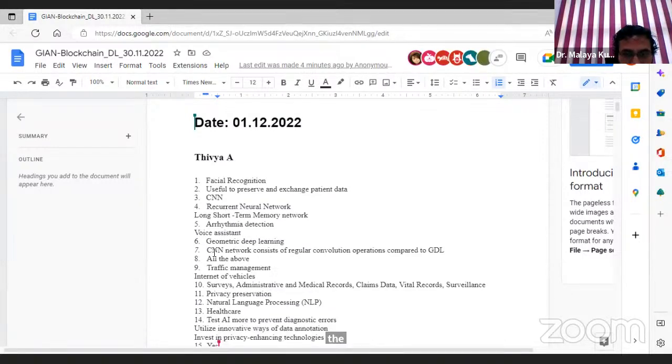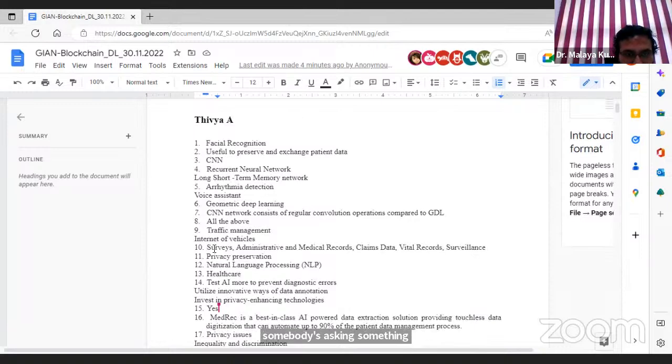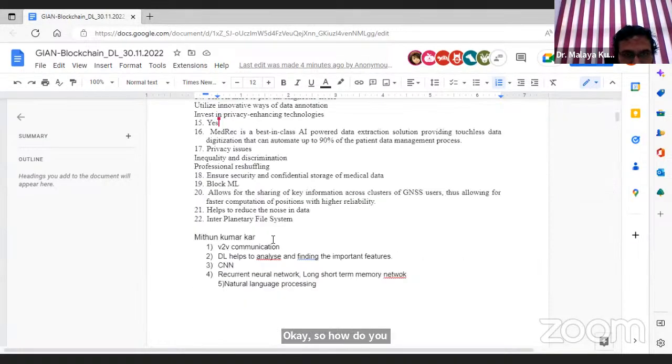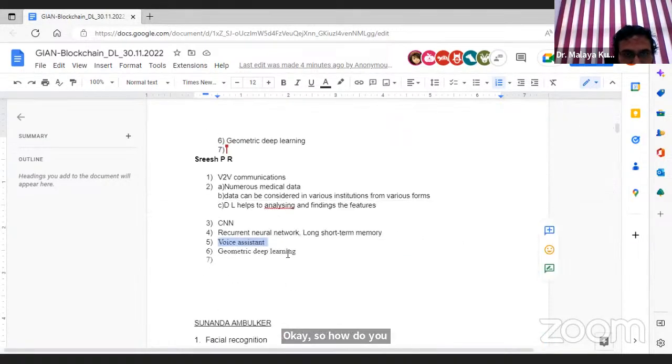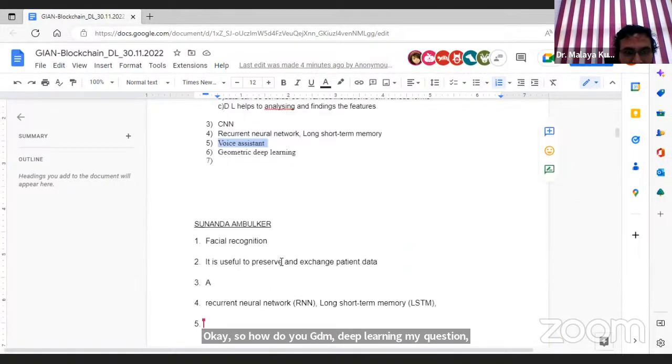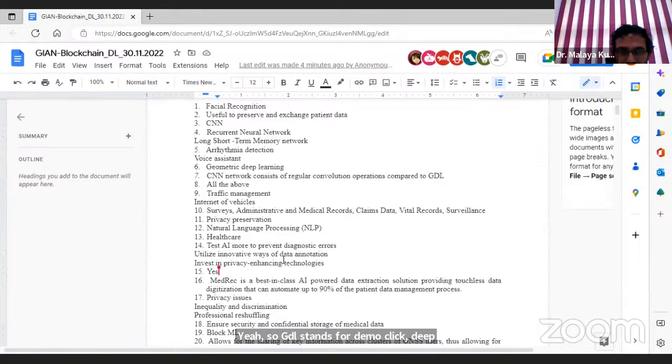What is GDL? Yes, somebody is asking something. Okay. So what is GDL? Geometric deep learning. Question number 6, geometric deep learning. Yes, GDL stands for geometric deep learning.